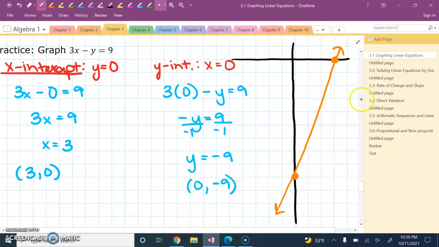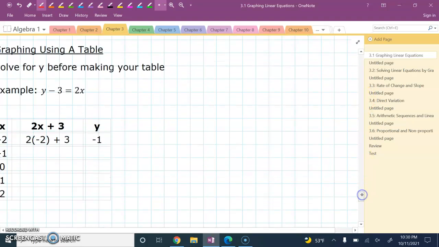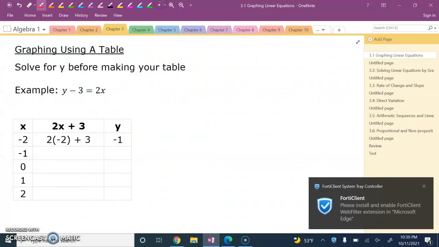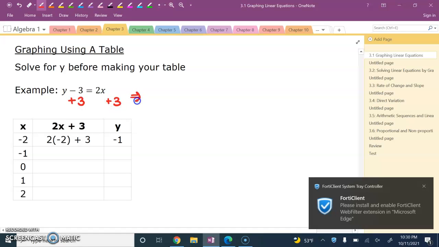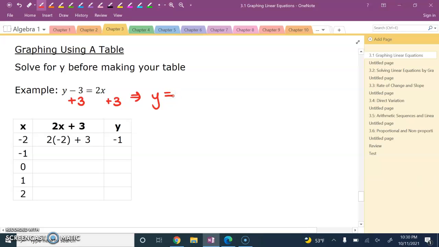Now the other way that we can graph equations is by using a table. Okay? And if you're using a table, you want to make sure that your equation is solved for y first. So you want to get your y variable by itself. So what we're going to do here is, using this equation that they give us, I'm going to solve for y. Now, right now it says y minus 3, so I'm going to add 3 over to the other side and rewrite this. So now it's going to say y equals, and I'm going to keep it in that slope-intercept form that we talked about, which means that the x comes first, so the 2x comes first, and then we have plus 3.